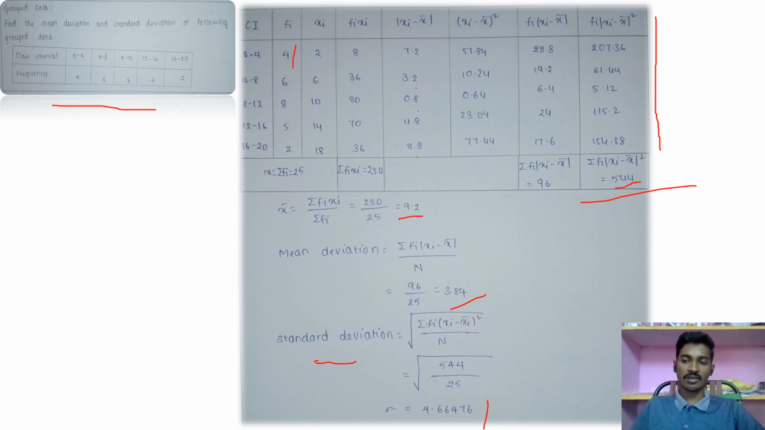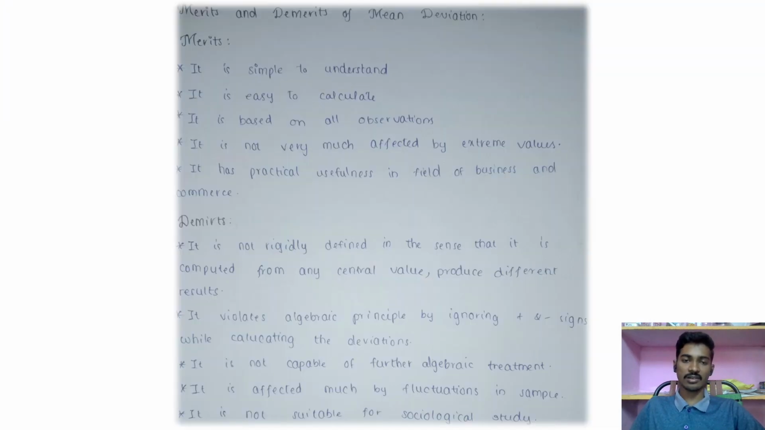Now let us see the merits and demerits of mean deviation and standard deviation. Firstly, merits and demerits of mean deviation. First, merits. It is simple to understand. As we have seen, mean deviation is easier to calculate than the standard deviation. It is based on all observations.